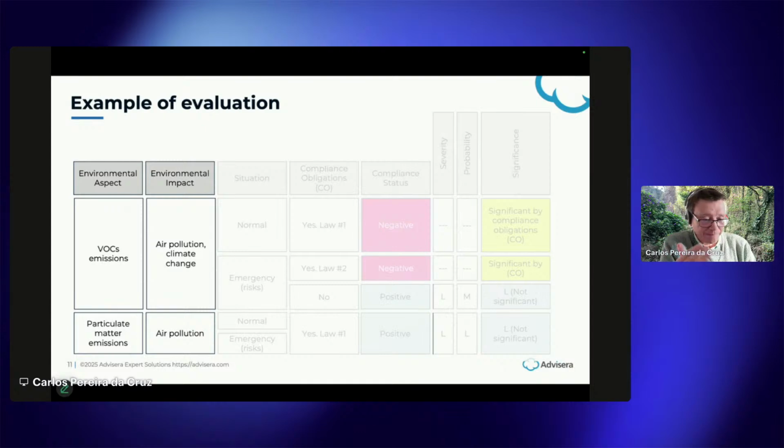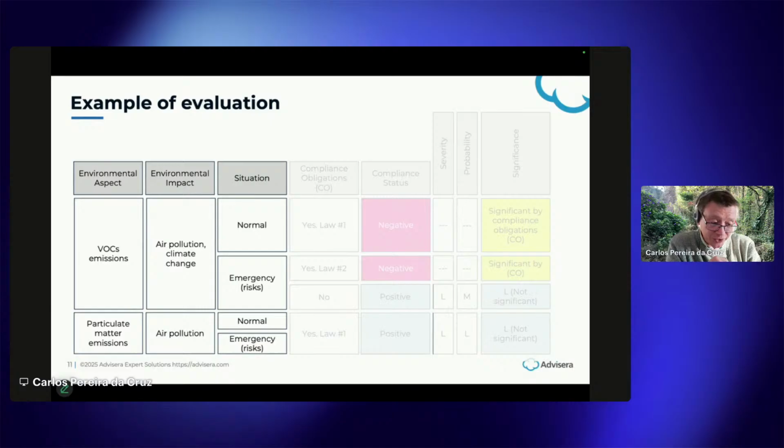So we have the aspect here and the impact, so volatile organic compounds emissions, the consequences, air pollution or climate change, two possibilities. The situation: this occurs in a normal situation or in an emergency, like because there's a leak, because there's a spill.